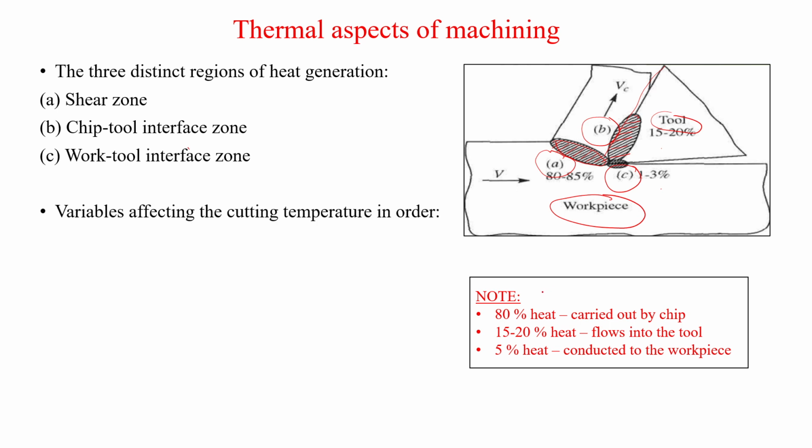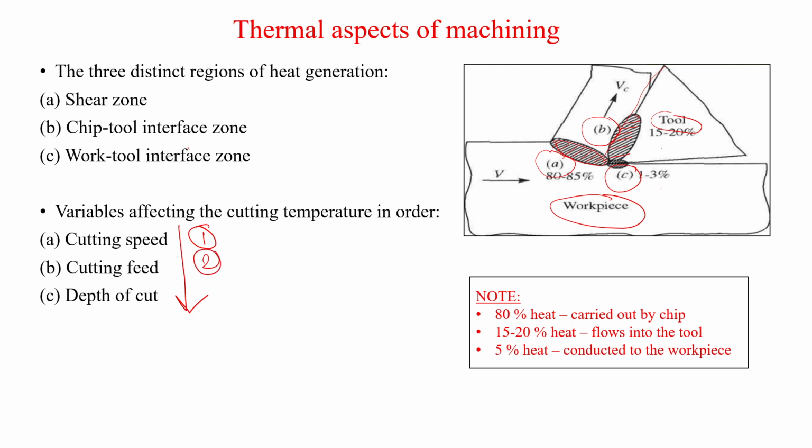Now, what are the variables affecting the cutting temperature? There are different variables which are affecting the cutting temperature. Mostly the variables are the process parameters. So we'll see them one by one. The three most important variables are cutting speed, cutting feed, and depth of cut. These are written in order. The number one variable which mostly affects the temperature is the cutting speed. Second is the feed rate, and third is the depth of cut. So these are the most important process parameters which affect the temperature.